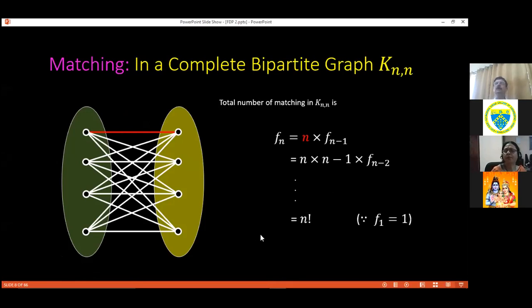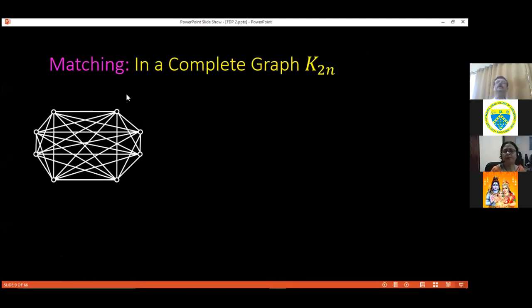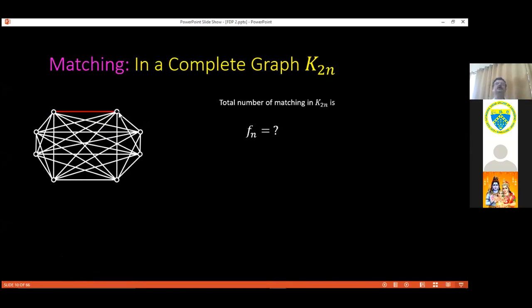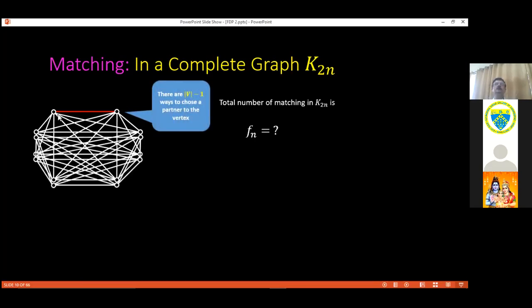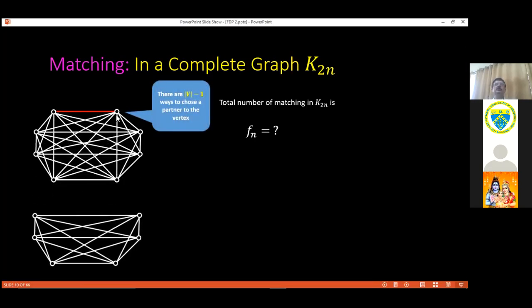I was explaining the complete bipartite graph K(n,n). There you get n factorial ways. Now, how many ways can you find a perfect matching in a complete graph of even order? Suppose Fn is the number of matchings possible in K2n. Then for each vertex you choose, I can match it with the remaining 2n minus 1 vertices.